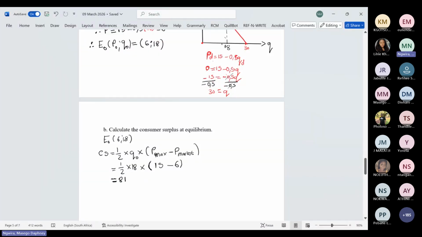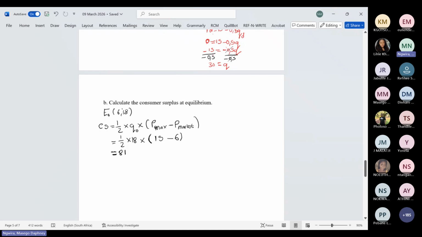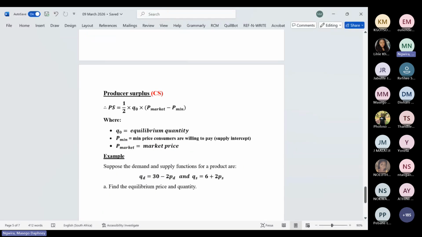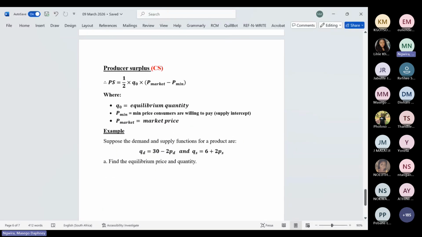Okay, that's why I ran away from using this example. I wanted to use my own example so that you can compare the two. And then we go to the producer surplus. So they're saying here, the market price might be higher than the minimum price at which producers are willing to produce. So this is for your surplus.